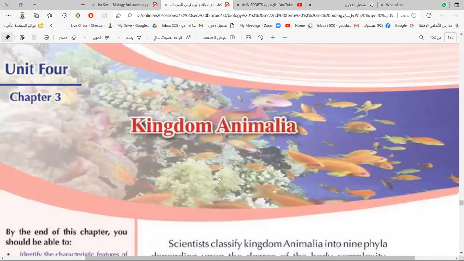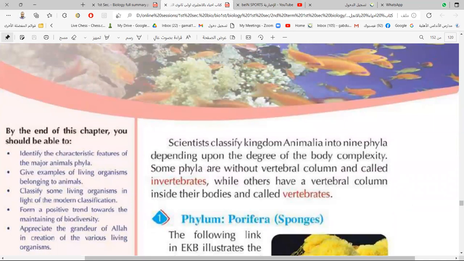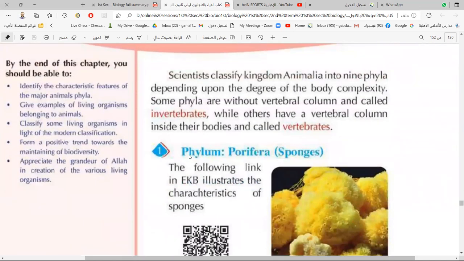We can see a lot of animals everywhere around us. And we know that animals are the more developed living organisms on the earth. Their bodies are more complicated than the plants, more than the algae, more than the fungi, bacteria, and so on. So animals are the most developed living organisms on the planet Earth.